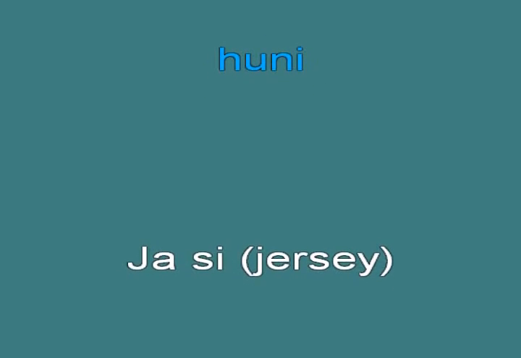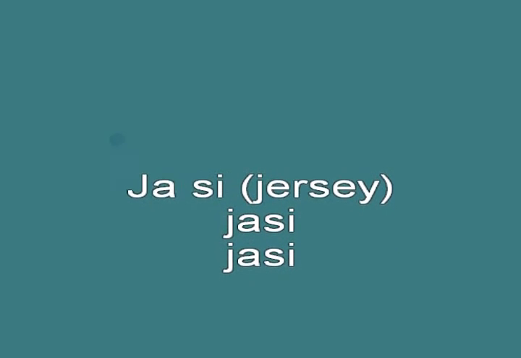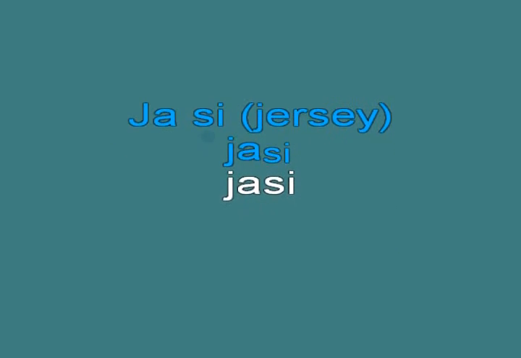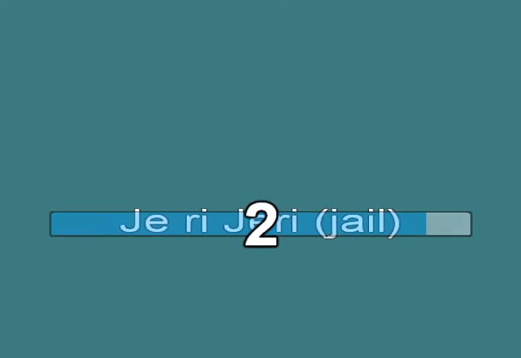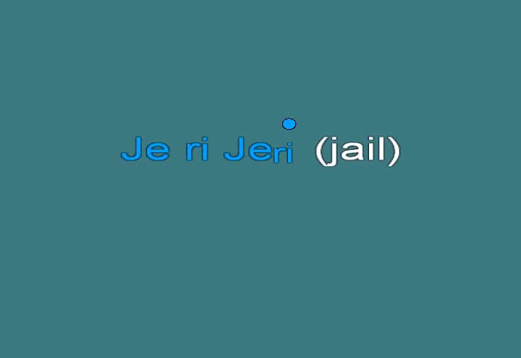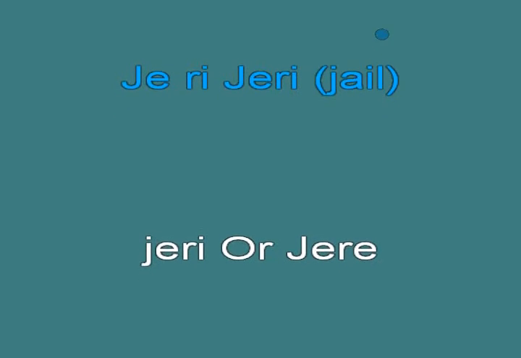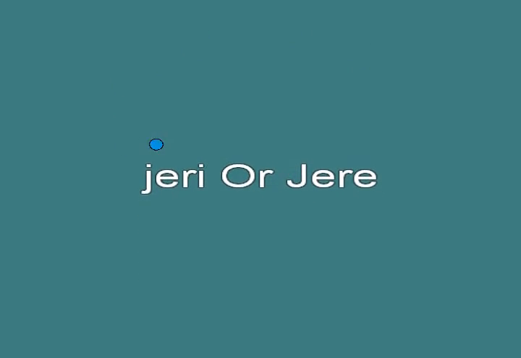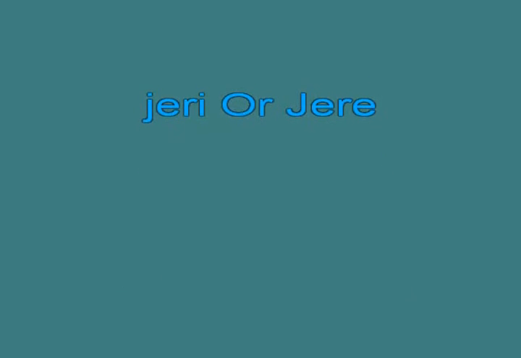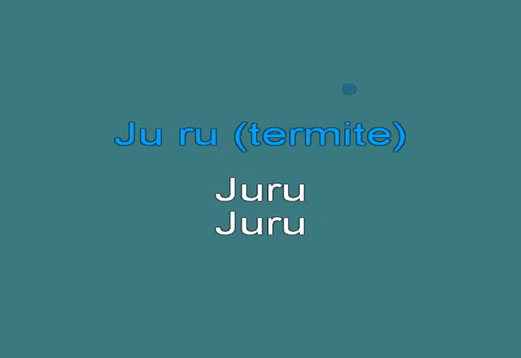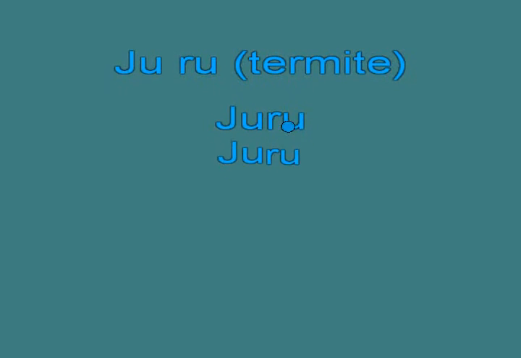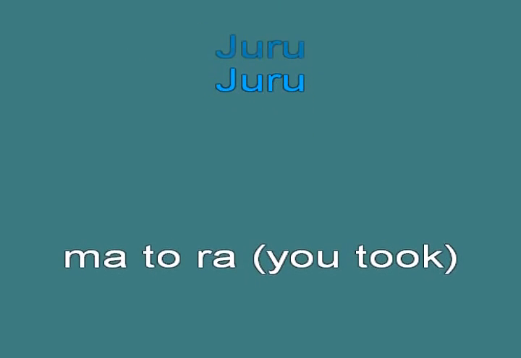Is it cold outside? You put on a Jazi. How do you call it in Shona? Jazi. What's this word? Oh, it's Jere. What is Jere? That's a jail. He was put in jail. Jere. We have Juru, which is a termite. Juru.